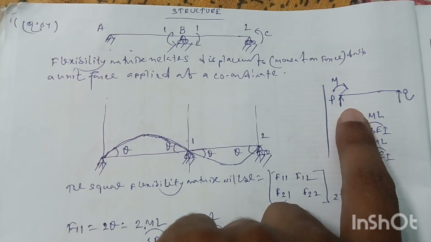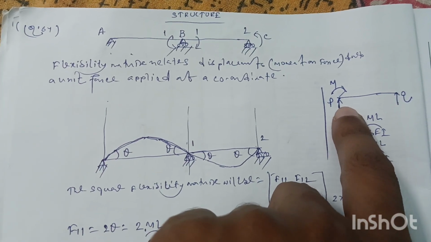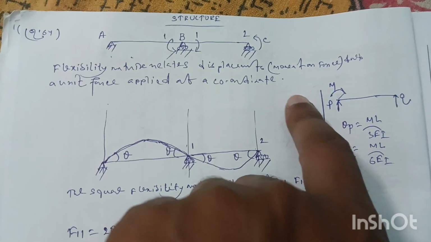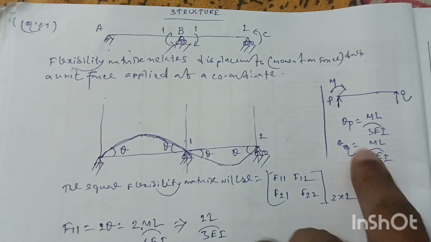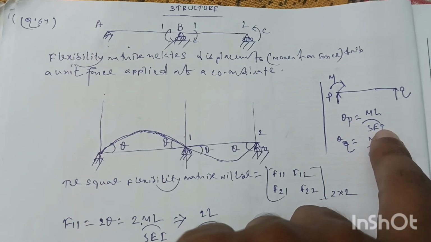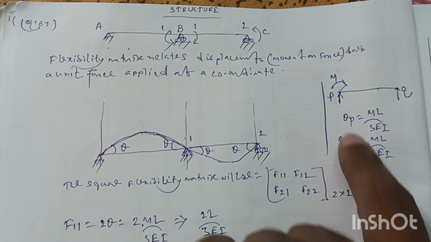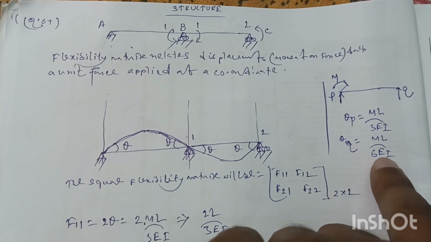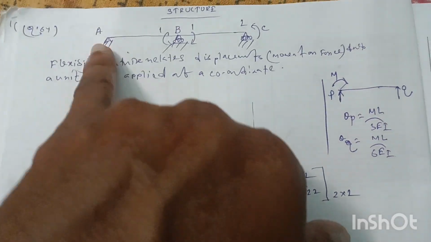Okay, when a simply supported beam is subjected to a moment at a support, suppose PQ is the simply supported beam and the support P is subjected to a moment, then the slope at P will be ML by 3EI, and the slope at Q will be half of this slope at P, so ML by 6EI. Now we will determine the flexibility matrix for this beam structure.